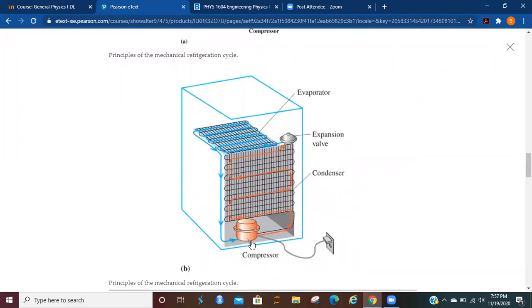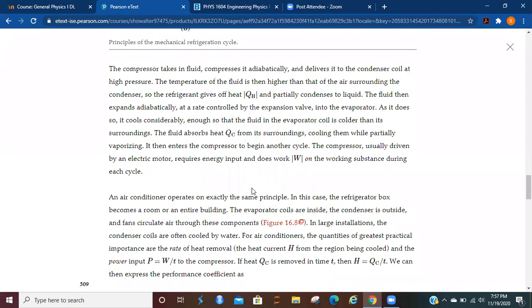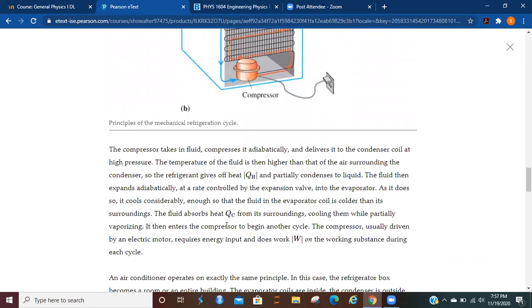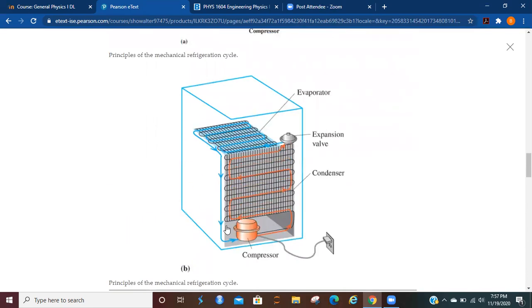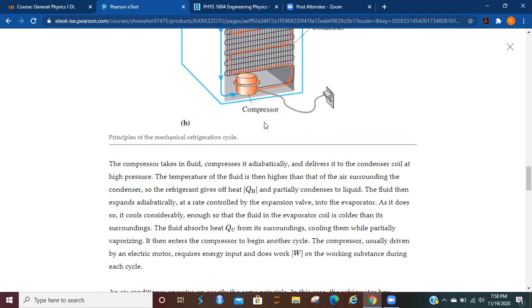Now, depending on the make and model of the refrigerator, all of these coils are going to be in different spots. That's what this diagram is going to show you regarding the mechanical refrigeration cycle. You've got the evaporator coils inside, you've got the condenser coils outside, you've got your compressor here, and the electricity is going to supply the work that we need.